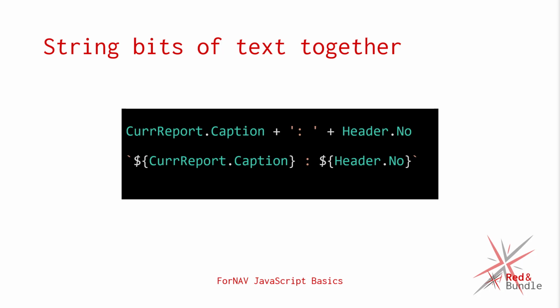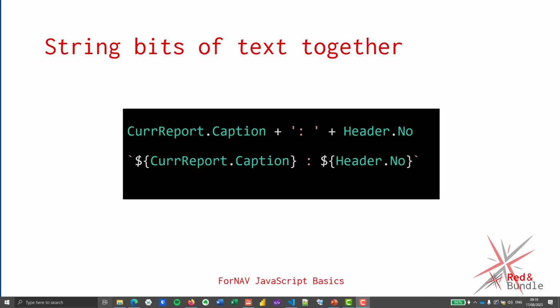The first thing we're going to do in JavaScript basics, and pretty much the most basic thing we can do in JavaScript inside ForNAV, is string bits of text together. So we might have the curly report caption to which we want to add some text and which we want to add the header number. This is something that's already a standard feature in the ForNAV standard reports.